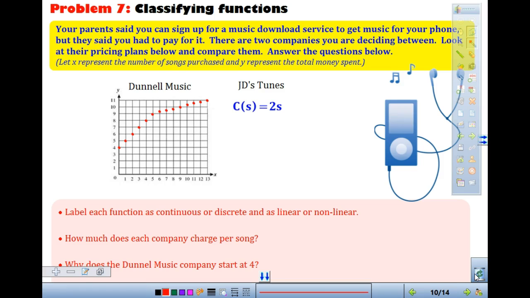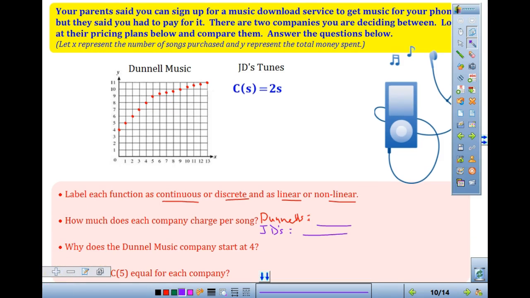So, if we are looking at it, first up, I want you to label each function, and you can check with your shoulder partner: is it continuous or discrete? Linear or nonlinear? Put those words next to each one. What do you think? Write it down and then check with your shoulder partner as you're looking at it.